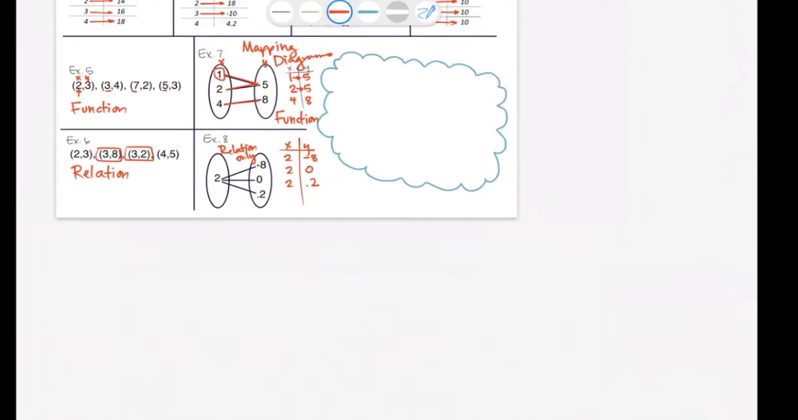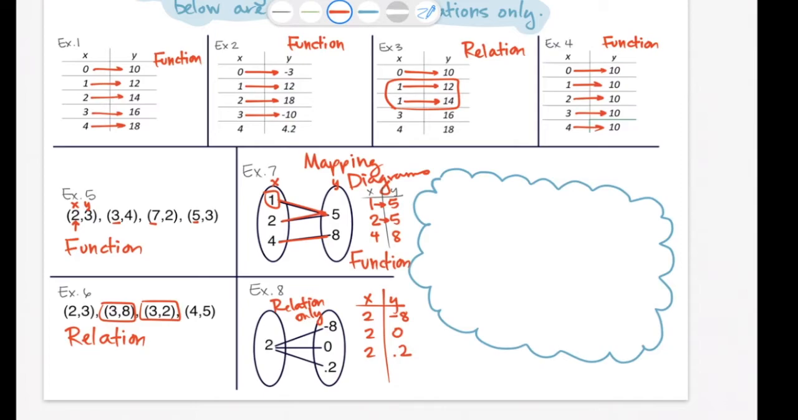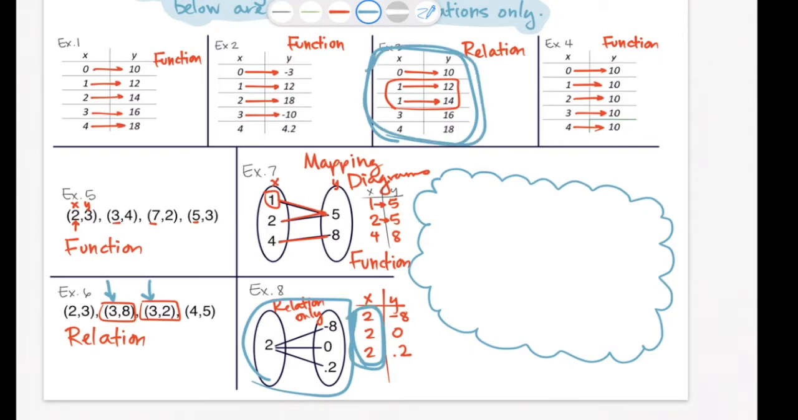All right, I want you to notice the situations where there was a relation only were the ones where, when you made your table, you have repeated x values. Like there's a repeated 3, for example 6. The 2 is repeated, for example 8. The 1 is repeated, for example 3. So I have a really dumb way to remember that.